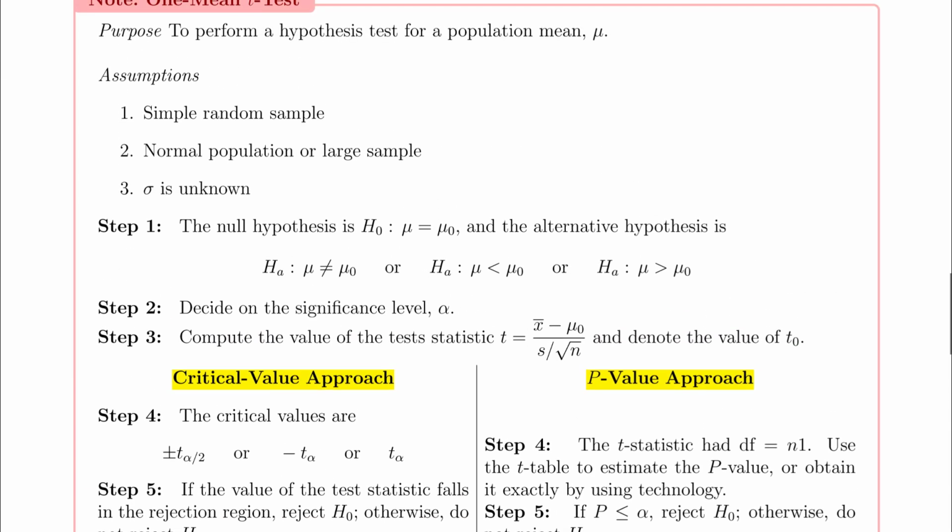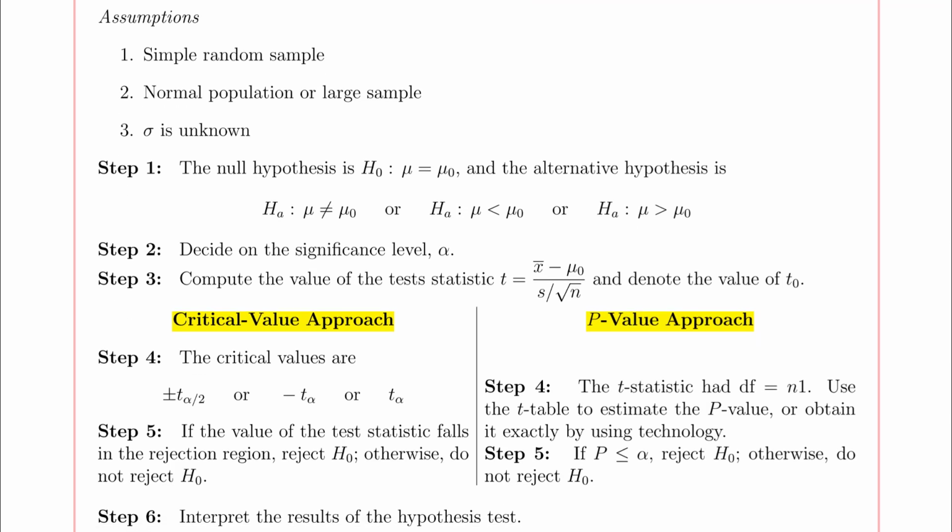So here is the one mean t-test. The assumptions are still the same. We're going to assume that it's a simple random sample, that it is a normally distributed population, or we have a large sample. And then here we have that sigma is unknown, so we don't know the population standard deviation. Null hypothesis and alternative hypothesis, those still remain the same. We have not equal to, which is a two-tailed test, less than, which is left-tailed, greater than, which is right-tailed.